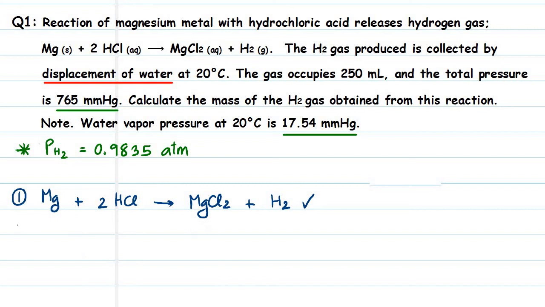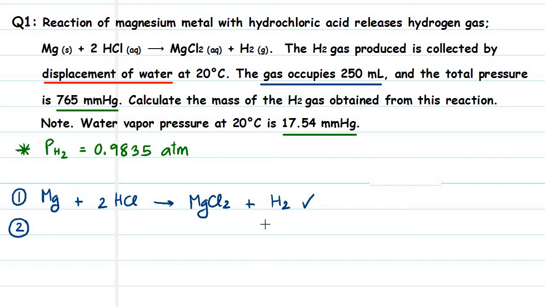The second step is to find the involved species and use mole. To find the involved species, we can look back into the question. The information that they give us is the volume of the hydrogen gas.